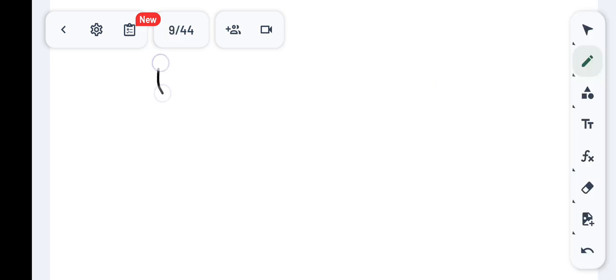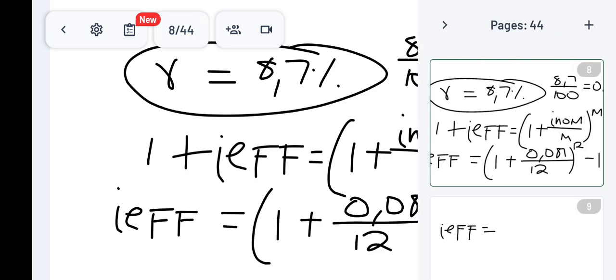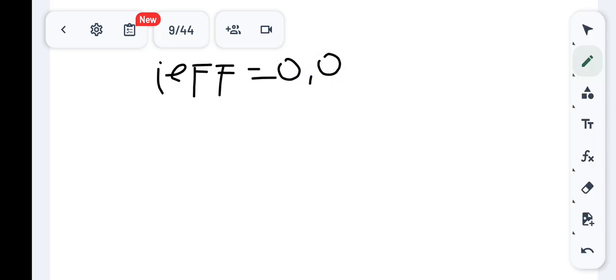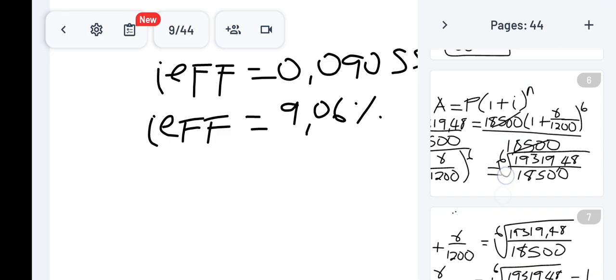And then your i effective is equal to 1 plus 0.087 divided by 12, all to exponent 12, minus 1, and this is equal to 0.09055, followed by other numbers there, and then I'll say that answer multiplied by 100. This is equal to 9.06%. Yes, and that is your i effective.